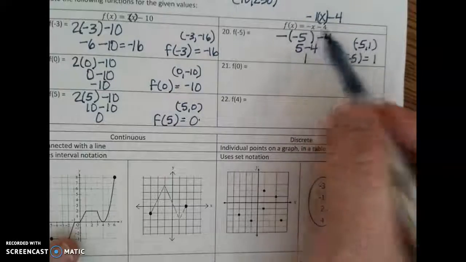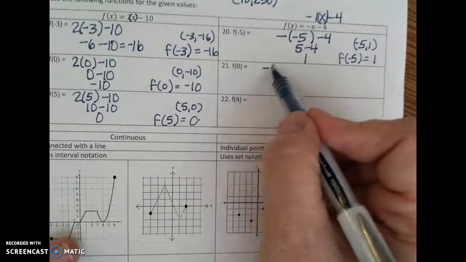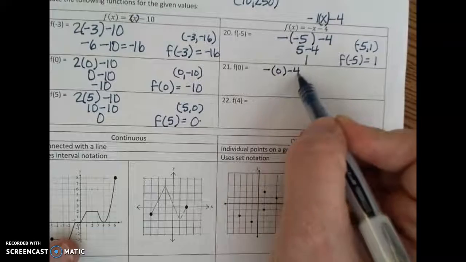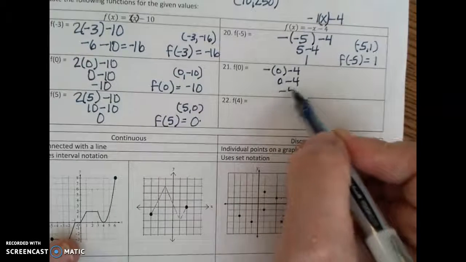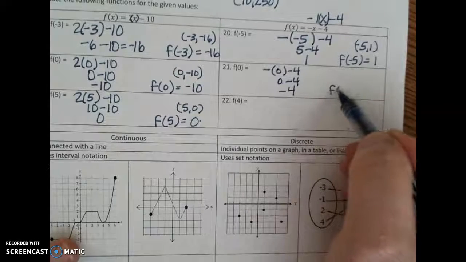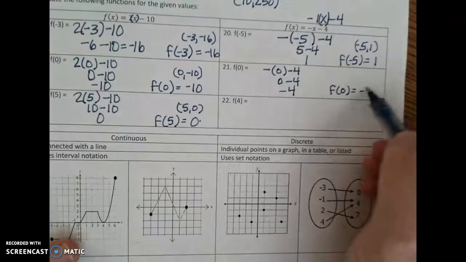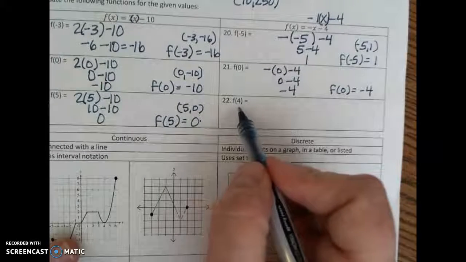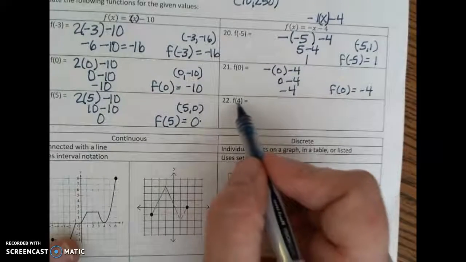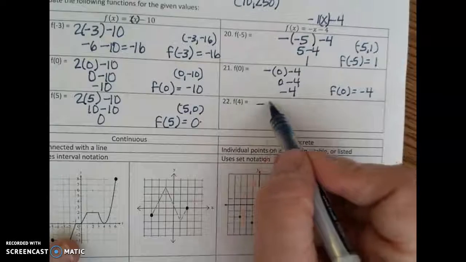This line right here. If I plug in 0, -0 is still just 0, minus 4 is -4. So f of 0 equals -4. And finally, for our function notations, when x is 4, what is y? Plug in 4.